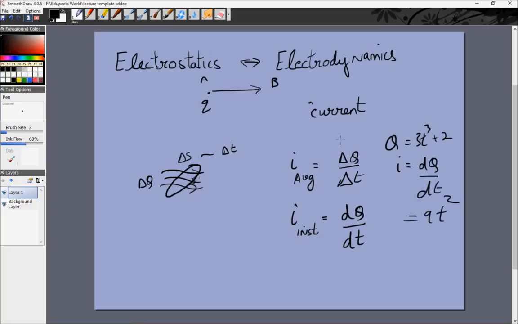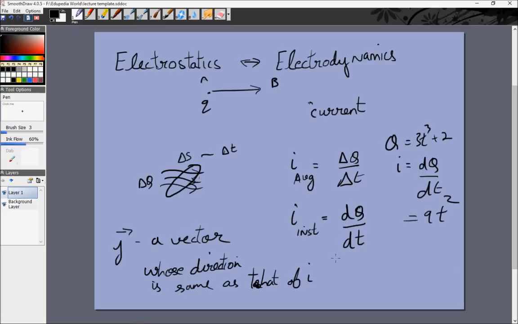Another quantity of importance is the current density. Current is represented by I, current density is represented by J, and it is a vector whose direction is same as that of I. So the current density is a vector whose direction is the direction of the flow of current and whose magnitude is defined as I divided by delta S perpendicular.